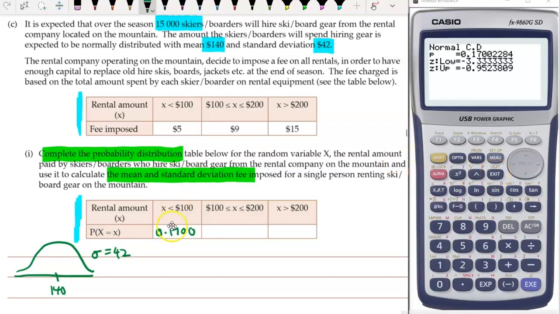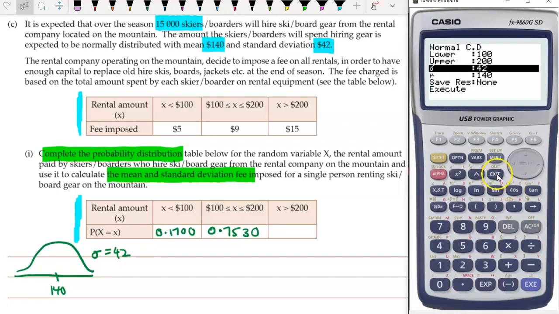And as expected, that does differ very slightly from the answer in the book, which was 0.1705, but it'll be because they put in that lower limit as being a large negative number. Okay, let's go for the next portion. 100 up to 200 gives me a probability of 0.75298, and when we have a lower limit of 200 and the upper limit is very large, we're going to get 0.0766.